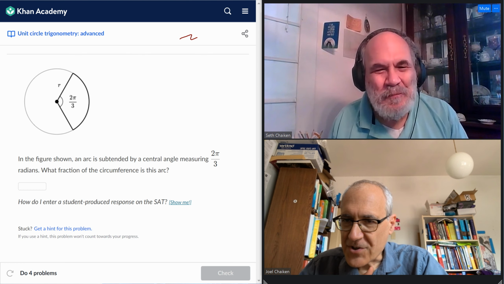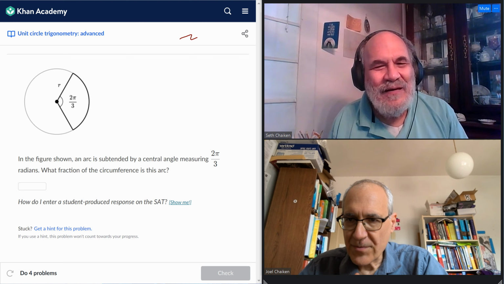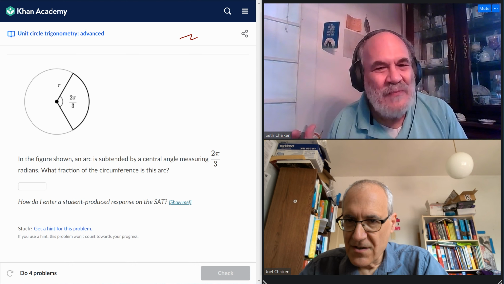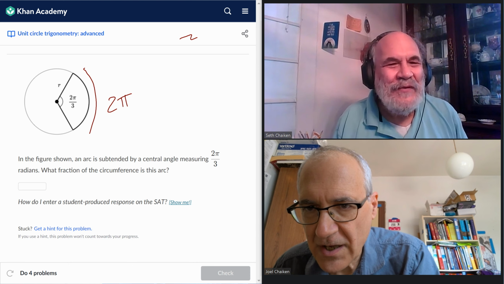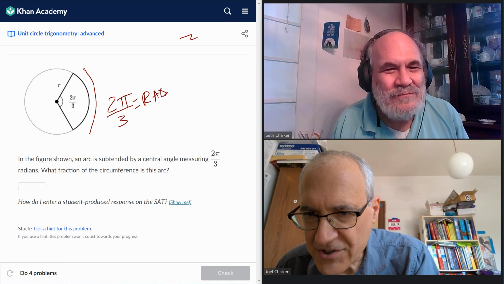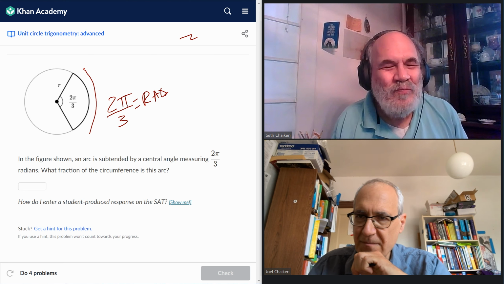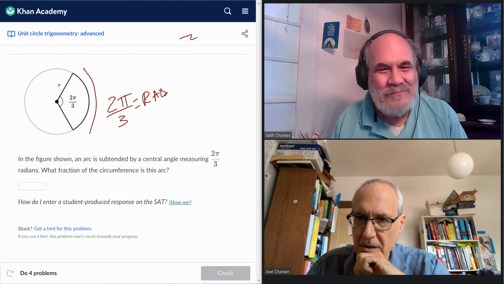Unit circle trigonometry. In the figure shown, an arc is subtended by the central angle measuring 2 pi over 3 radians. So that's the arc length, 2 pi over 3 radians. What fraction of the circumference is this arc?